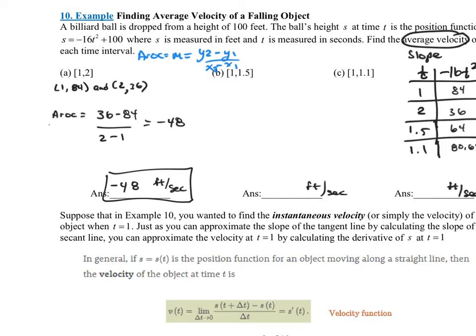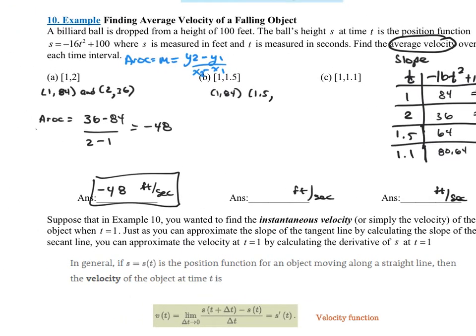Let's do the 1 and the 1.5. So again, the point was 1, 84. And then when it was 1.5, we found out that our y value according to the chart was, give me 1 second to scroll over, 64. So I'm going to plug in the y value of 64 there. So that means my average rate of change would be the change in the y values, so 64 minus 84, over the change in the x values, which would be 1.5 minus 1.